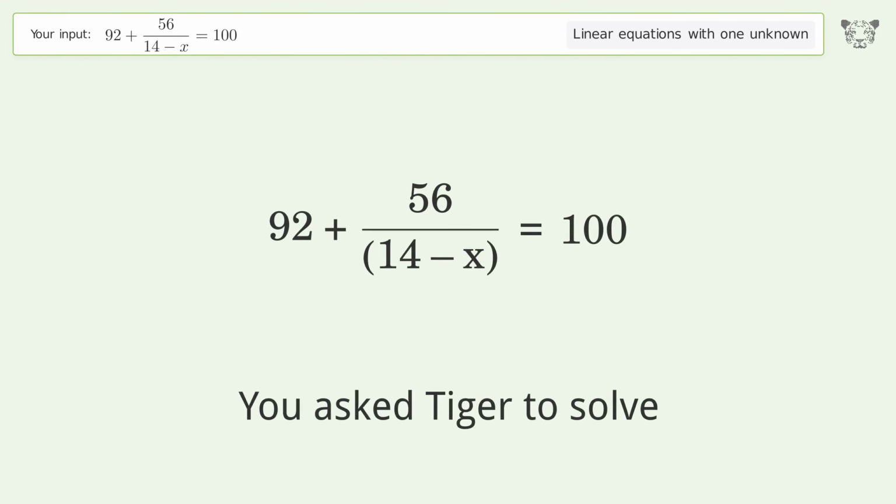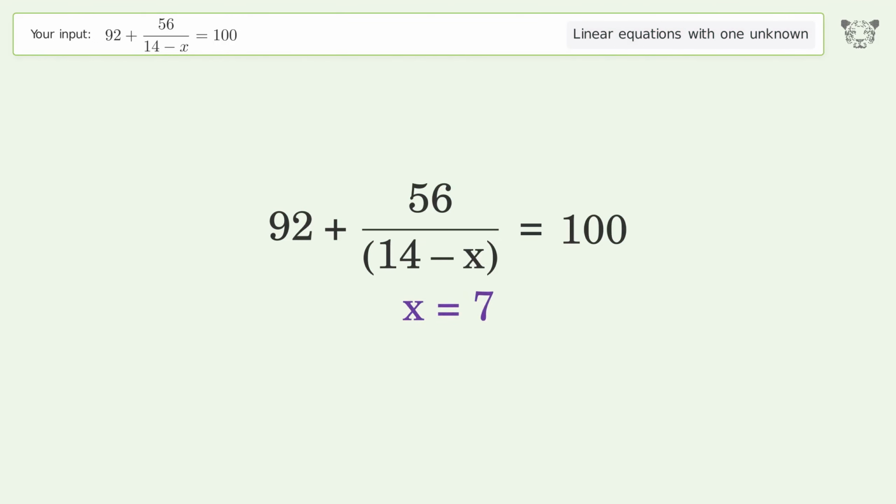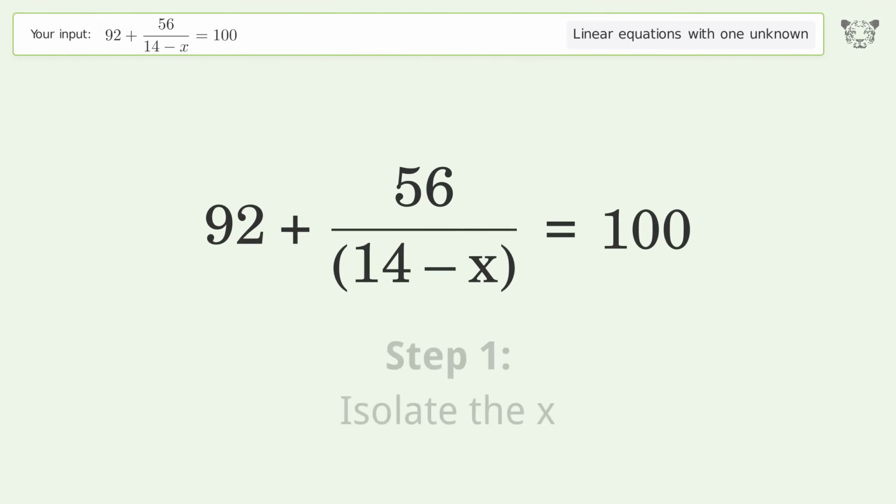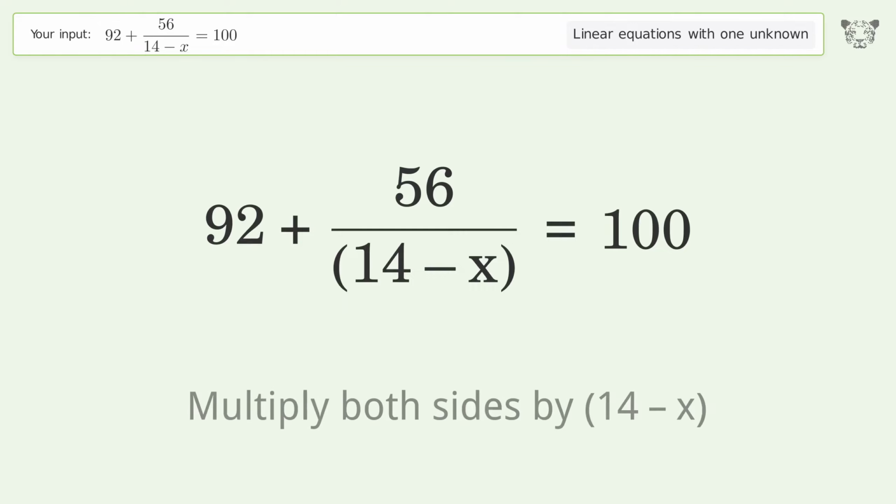You ask Tiger to solve. This deals with linear equations with one unknown. The final result is x equals 7. Let's solve it step by step. Isolate the x. Multiply both sides by 14 minus x.